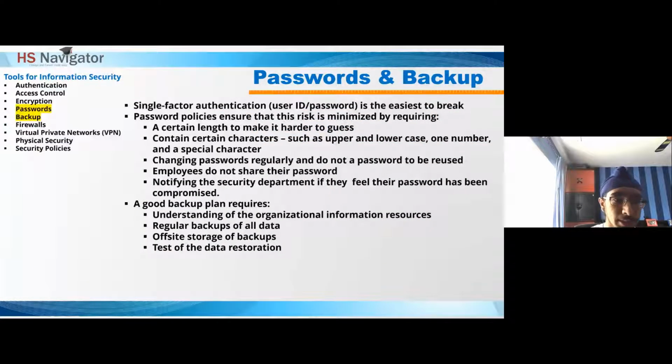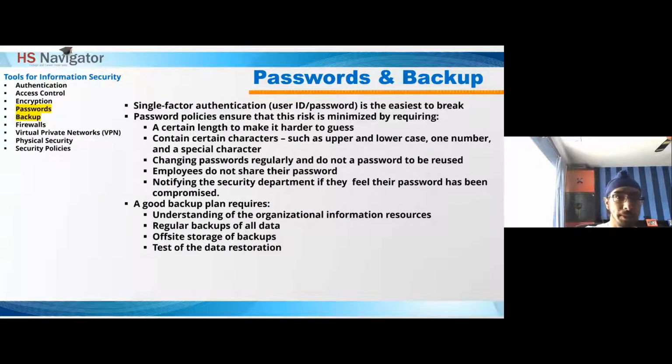There's passwords and backups. Single-factor authentication, one form of it, is just having a username and a password. But that's the easiest one to break because there are so many ways you can brute force it. But there are ways of getting around that or trying to prevent your password from being stolen.